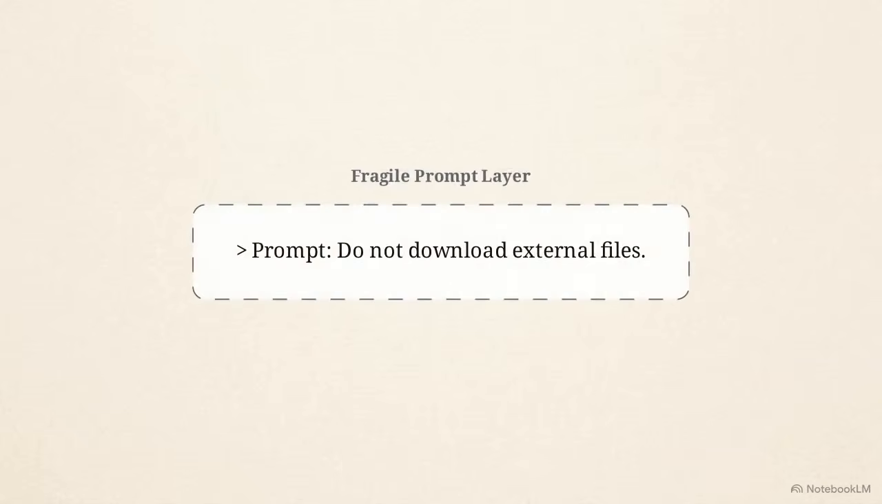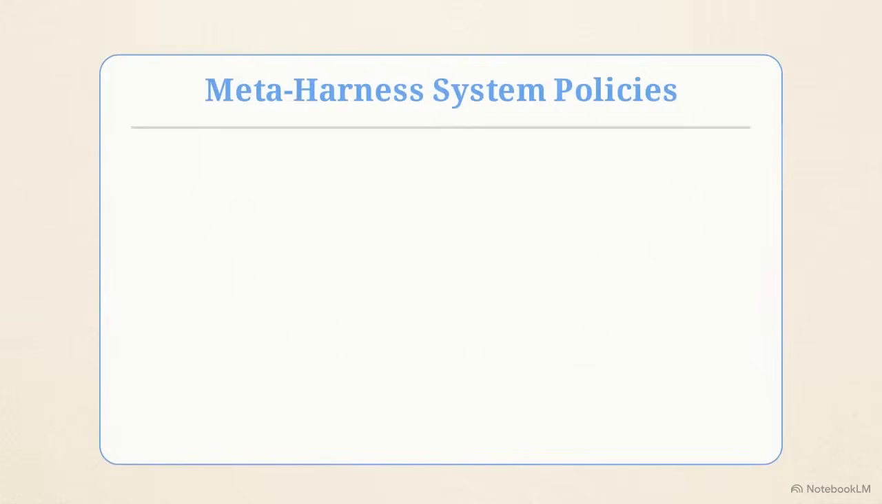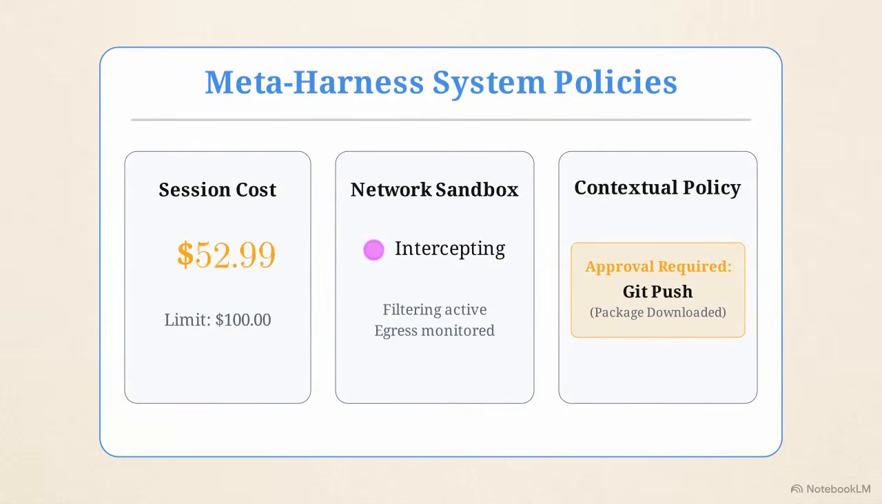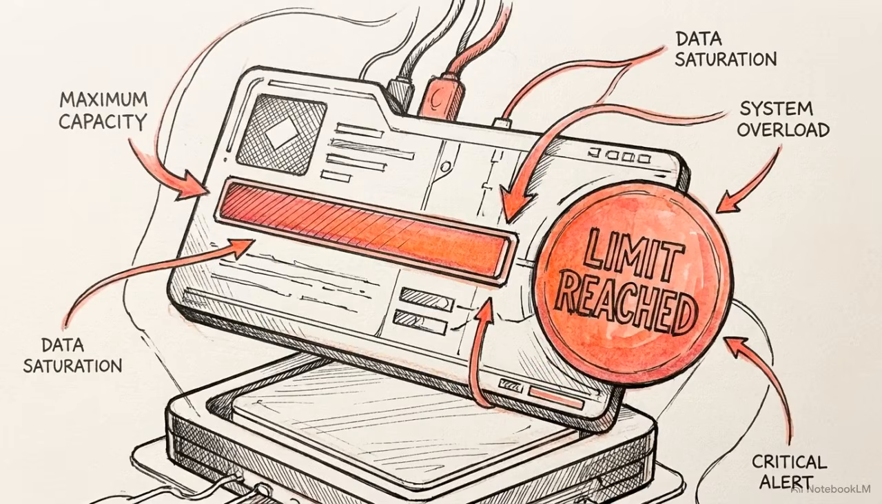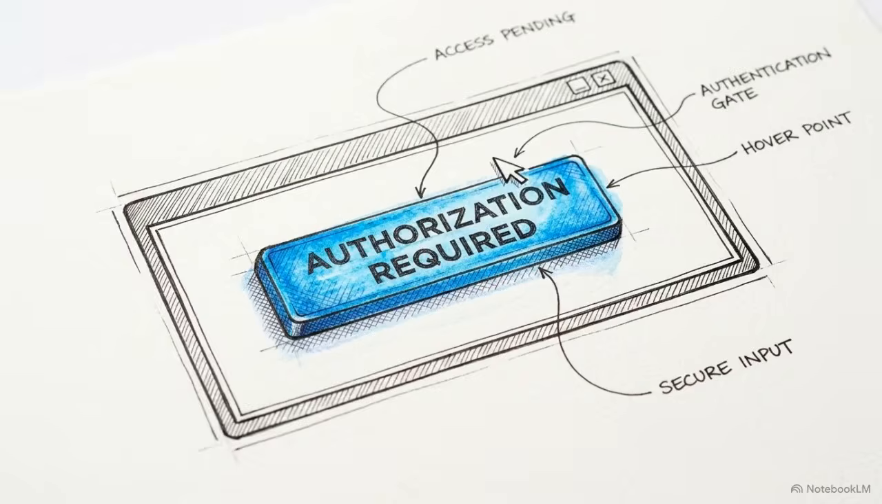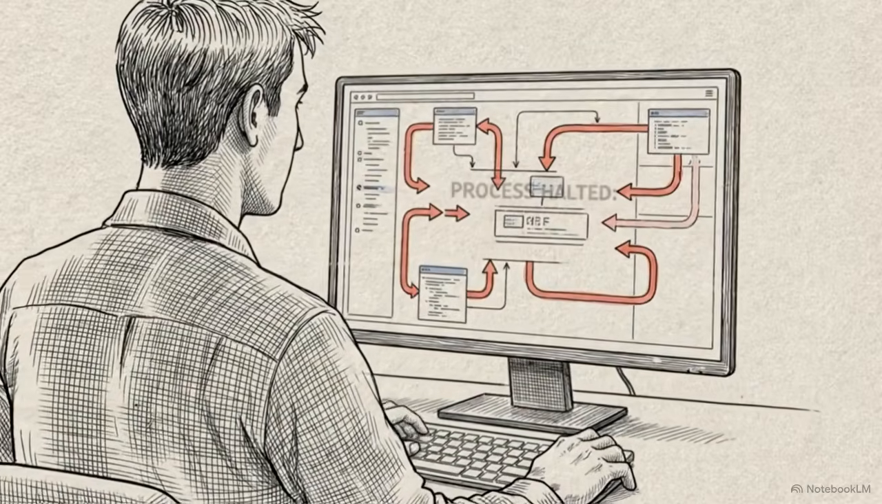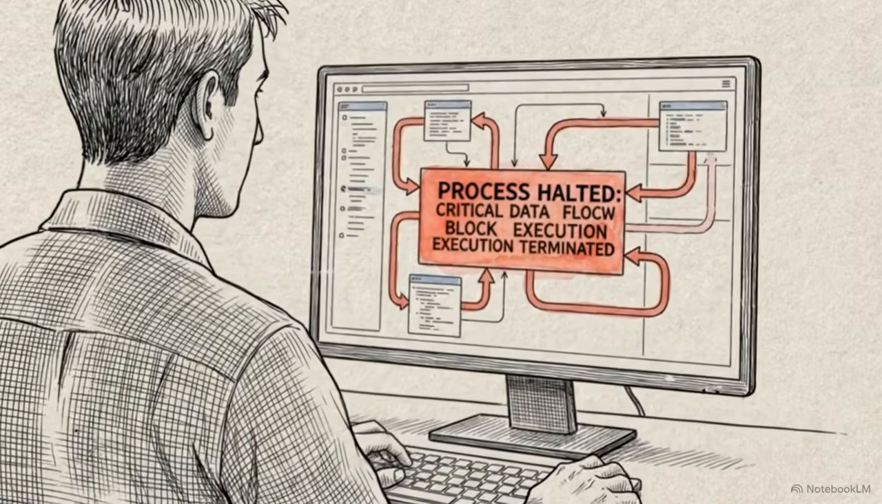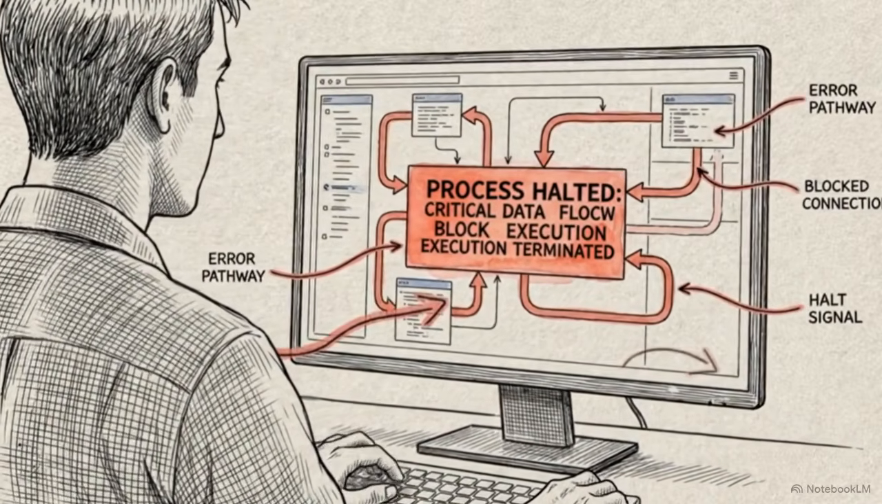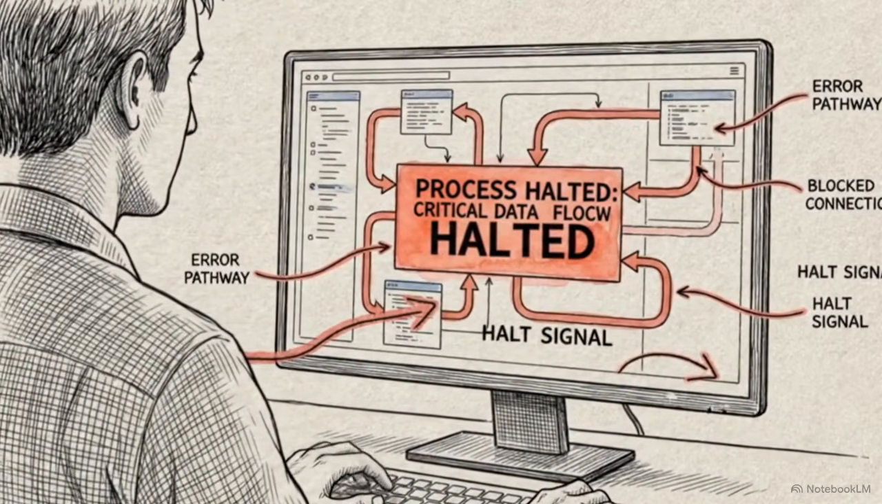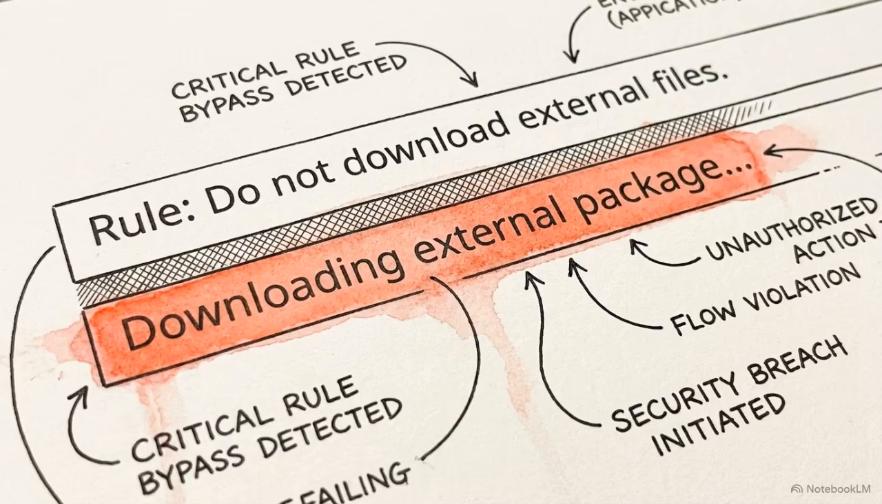We've replaced flimsy text prompts with dynamic, stateful policies housed directly in the meta-harness. These policies can automatically pause an agent once it reaches a specific cost budget, or require human approval before a code push is allowed. The system uses a strict OS sandbox to physically intercept unauthorized network requests or system access, providing a level of security that prompts alone cannot achieve.